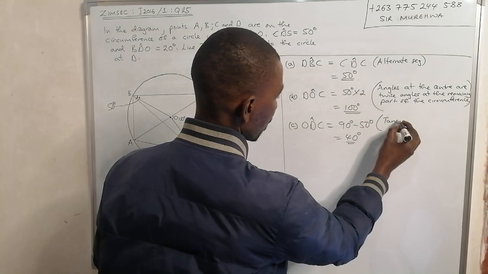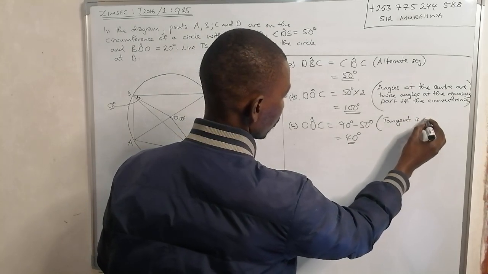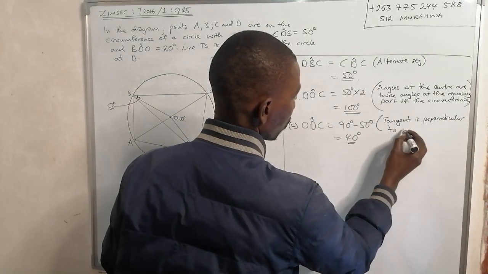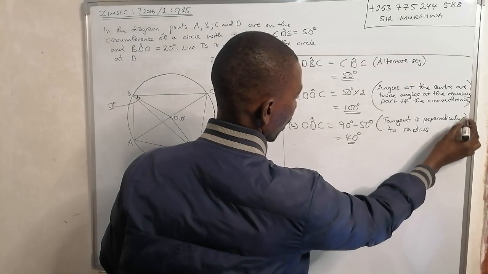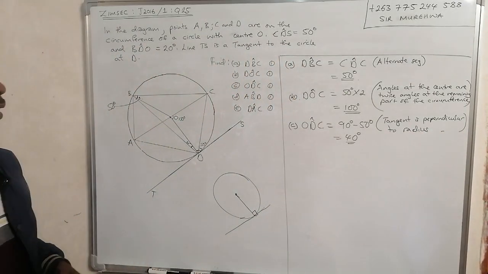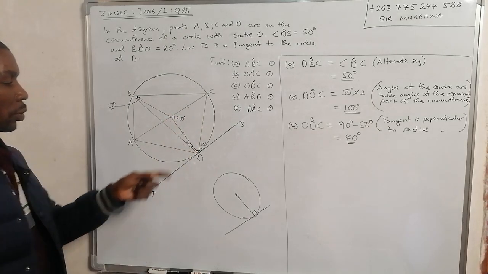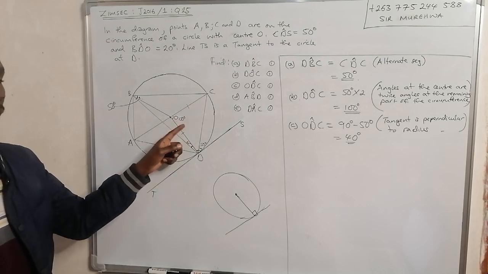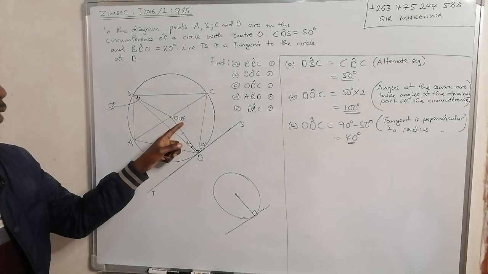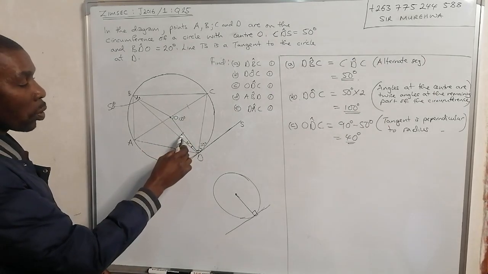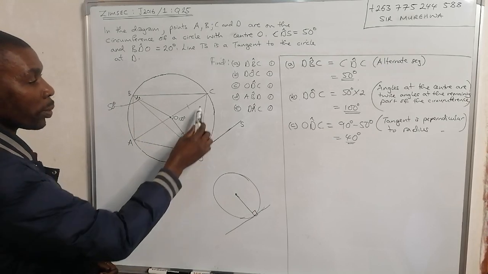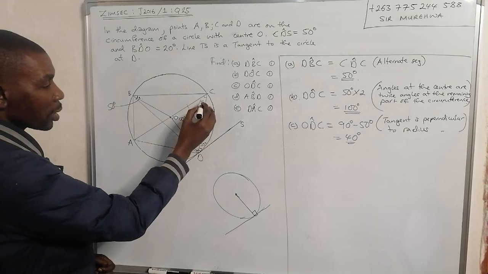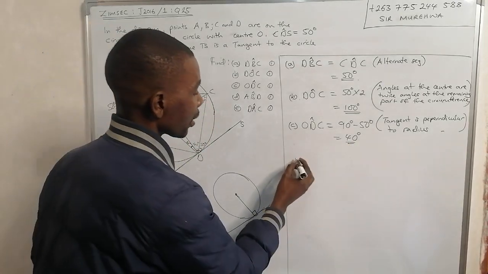Reason: tangent is perpendicular to radius. Or else you can say we have a radius here and a radius here. Since we have 100 degrees here, angles of a triangle add up to 180, so 180 minus 100 is 80 degrees. So this is an isosceles triangle. We divide that 80 degrees into 2 equal parts, 40 here and 40 here. So this angle will be 40 degrees, and we also have 40 degrees here.